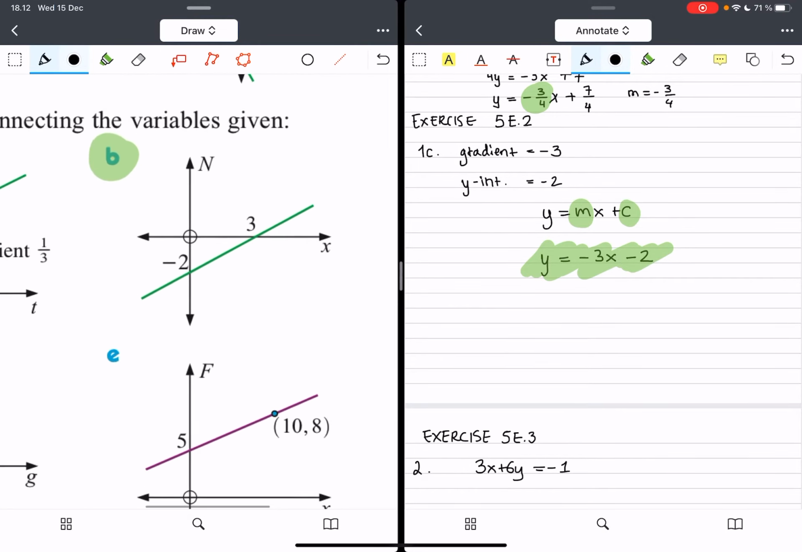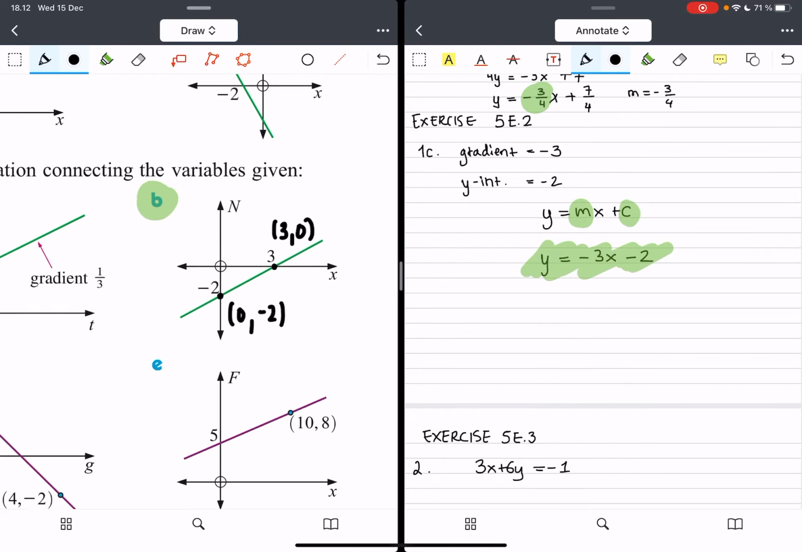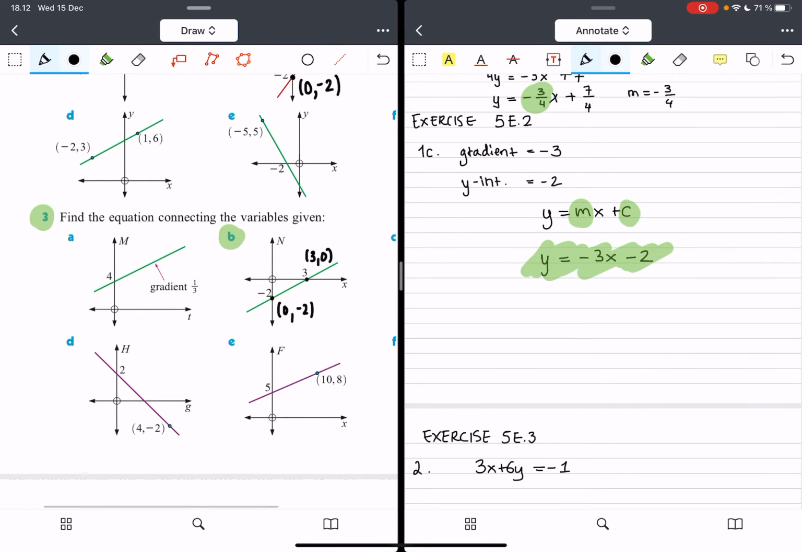And same in 3b here, you have 2 points again. One of them is over there, so it's the 3, 0. And the other one is on the y-axis, so it's the 0, negative 2. Because on the y-axis, the x's are 0, and on the x-axis, the y's are 0.